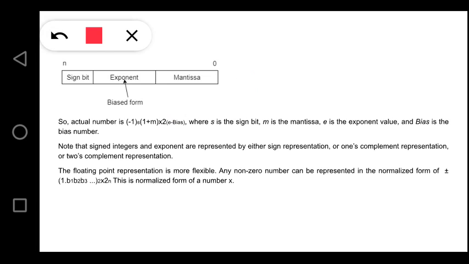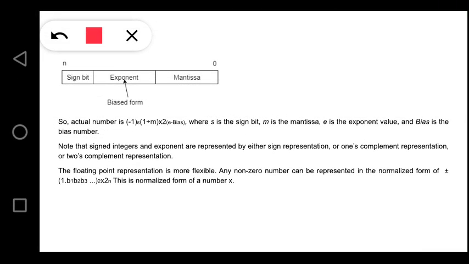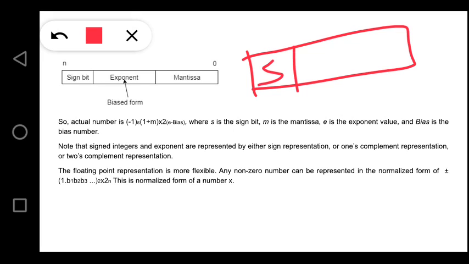Note that the signed integers and exponents are represented by either sign representation or 1's complement representation or 2's complement representation. So you all know the representation called sign representation, 1's complement, 2's complement. Already we discussed this in the previous class. Remember, sign representation means it will have a sign bit and magnitude or integer part.